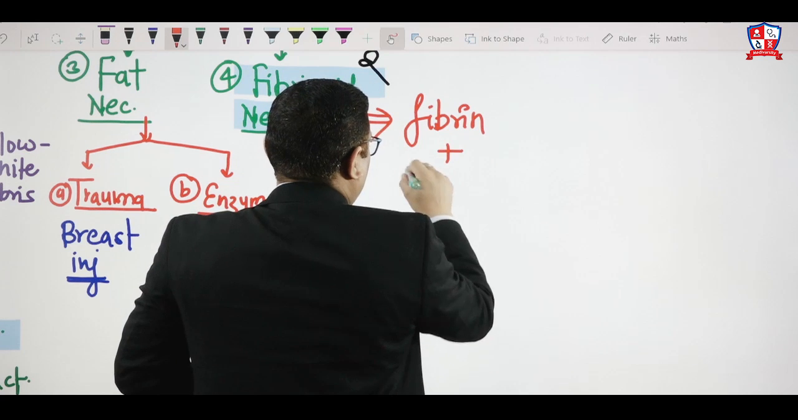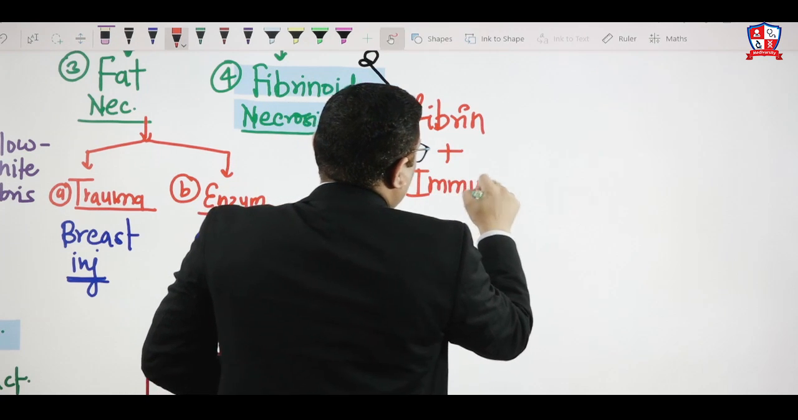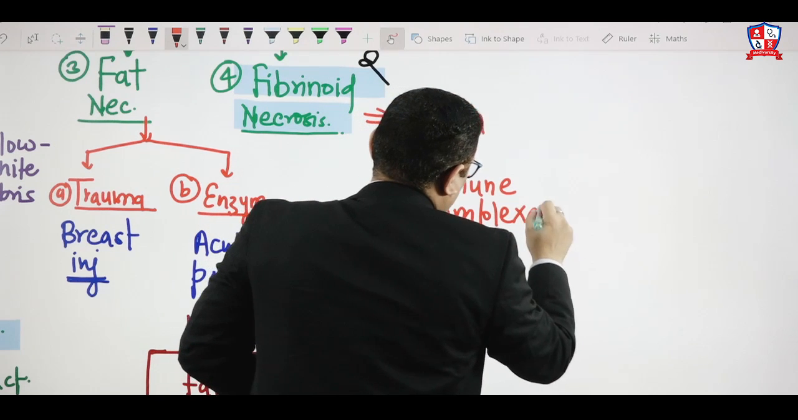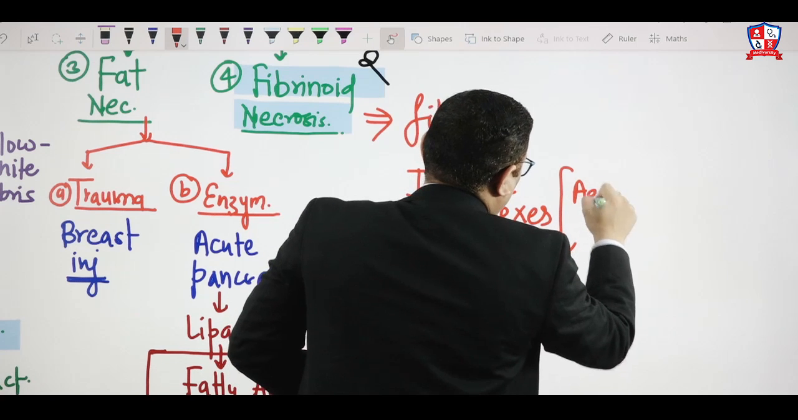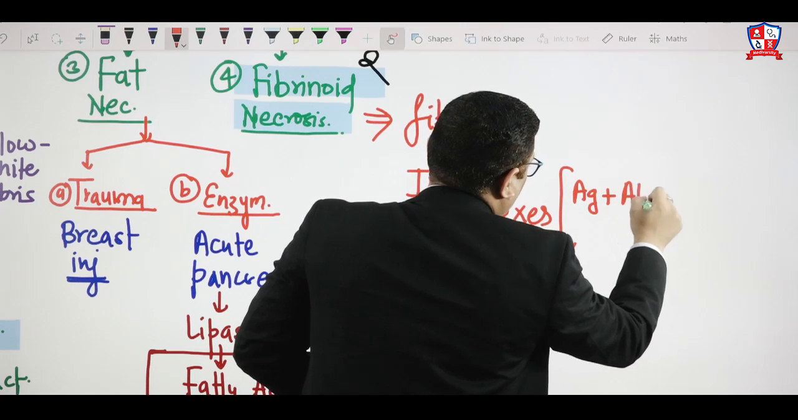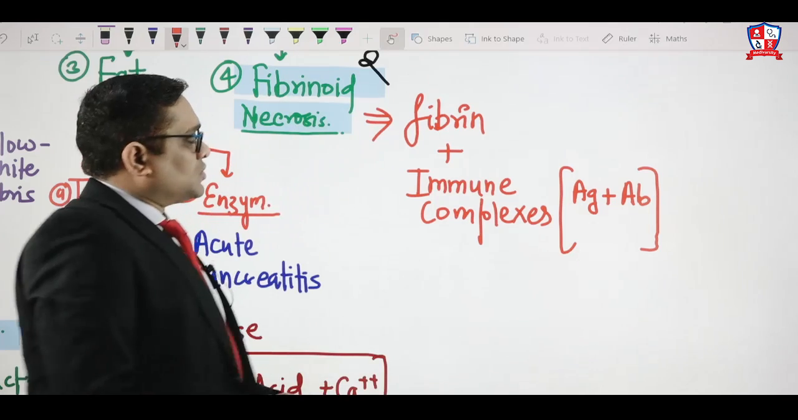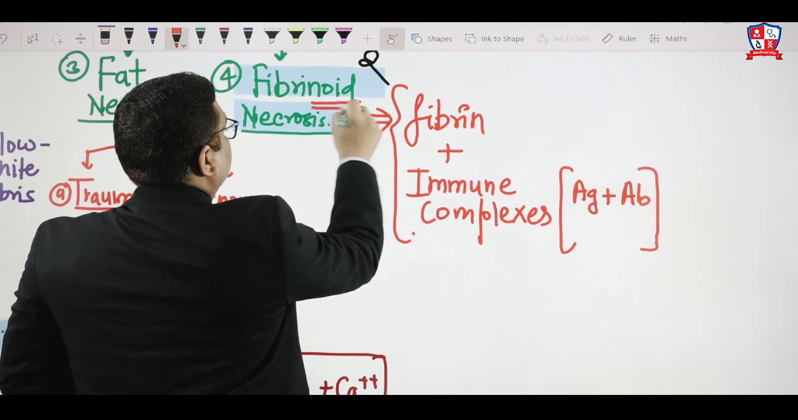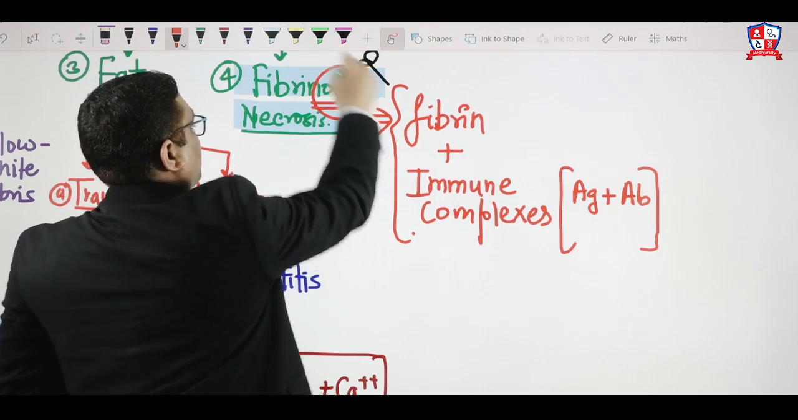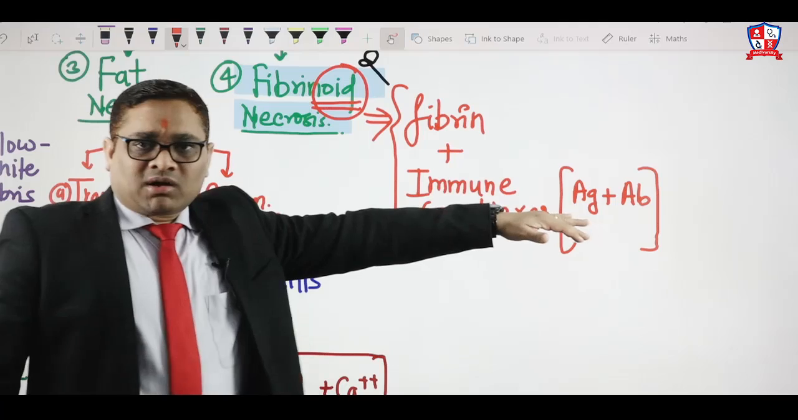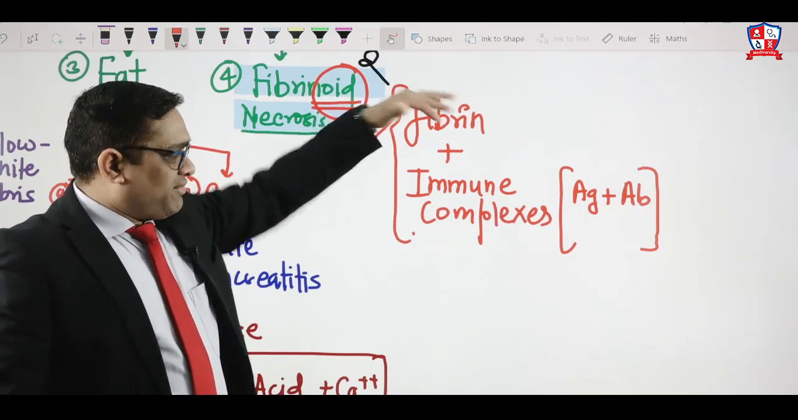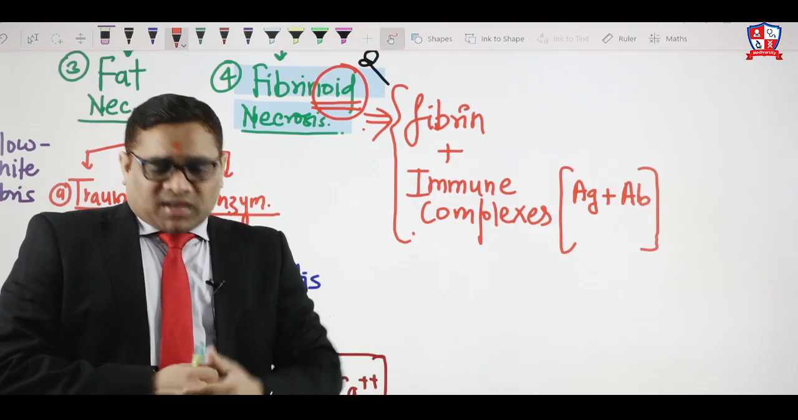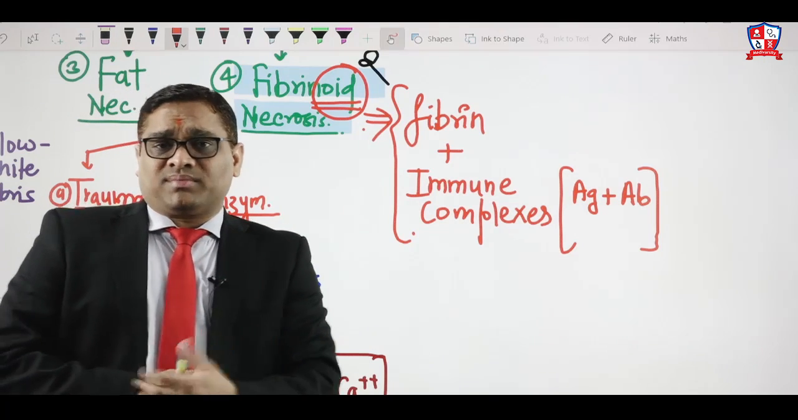Then why is it called fibrinoid? Because along with fibrin, there will be the presence of immune complexes in the form of antigen antibody combination, right? So that is why it is called fibrinoid. The name "oid" is because immune complexes are also present along with the fibrin. That is how we can correlate the pathology of fibrinoid necrosis.